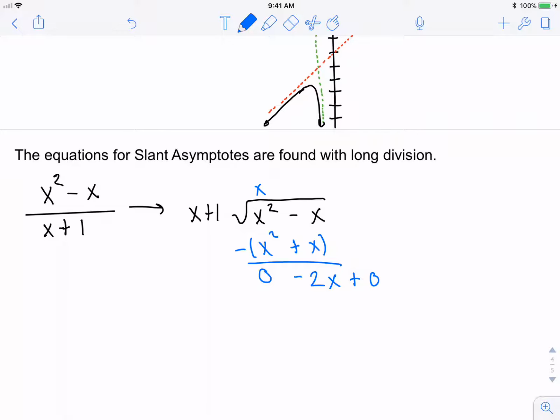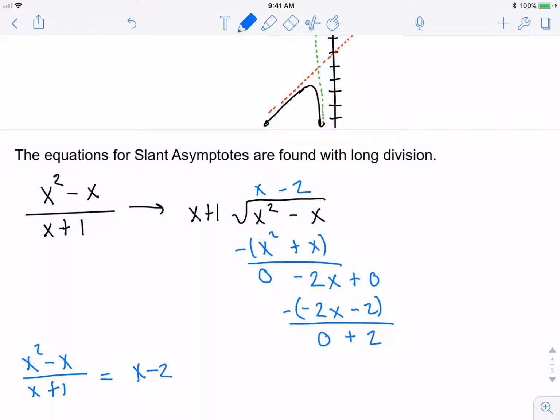Negative 2x divided by x is negative 2. This becomes minus 2x minus 2. Again, we subtract it off. We get 0. 0 minus negative 2 becomes plus 2. So x squared minus x over x plus 1 is equal to x minus 2 plus 2 divided by x plus 1, since this was our remainder here. And whatever term we get for our non-remainder is exactly the slant asymptote.